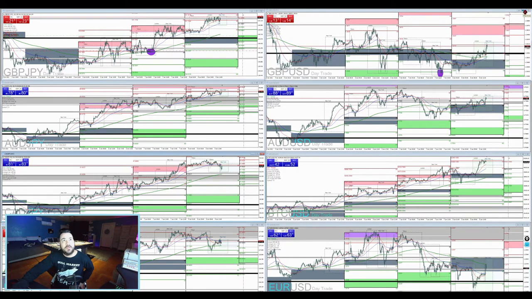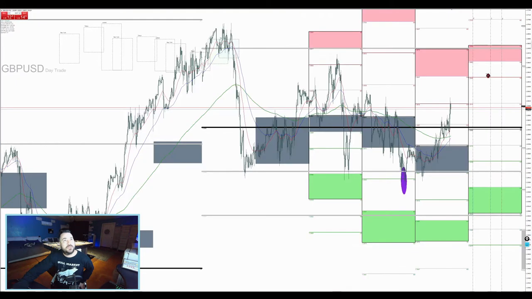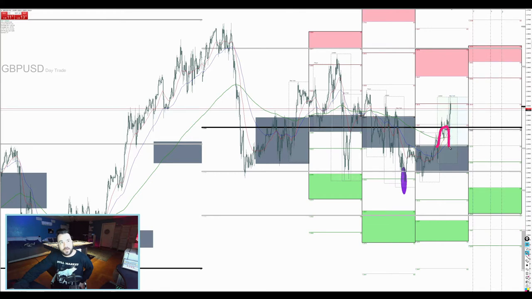So anyways, let's pull up the pound. And I did miss this beautiful move right here. During the London session, it had the breakout and a beautiful wick down right at central pivot, and now we're up here. So let me go ahead and fix my box here. There we go. It came right down to it perfectly.